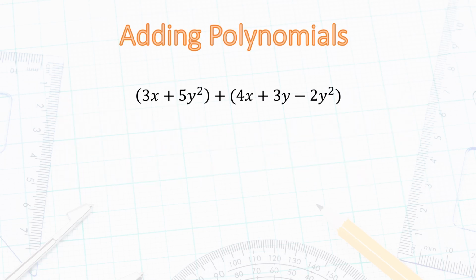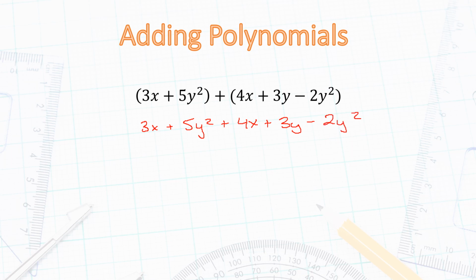All right, adding polynomials. The key to remember here is that when you are adding, you're just going to drop the parentheses. There's nothing else to do with them. When you think about your order of operations, parentheses come first, and there's nothing to do inside of either of them, so we can just drop them. So we've got 3x plus 5y squared plus 4x plus 3y minus 2y squared.